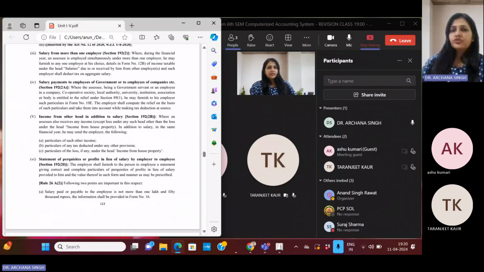Employed simultaneously under two employers. Simultaneously means एक साथ वो दो जगह काम कर रहा है, in that case he may furnish the companies' details in form 12B of the Income Tax Act under salaries.